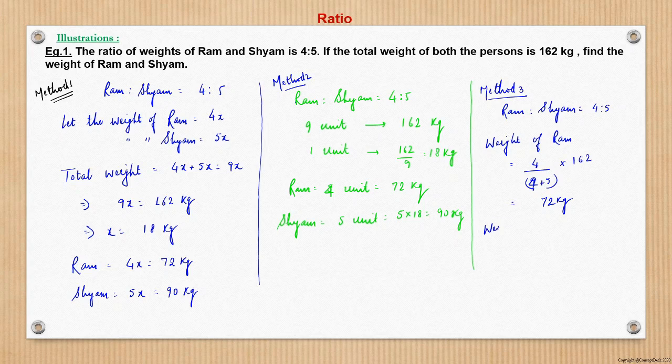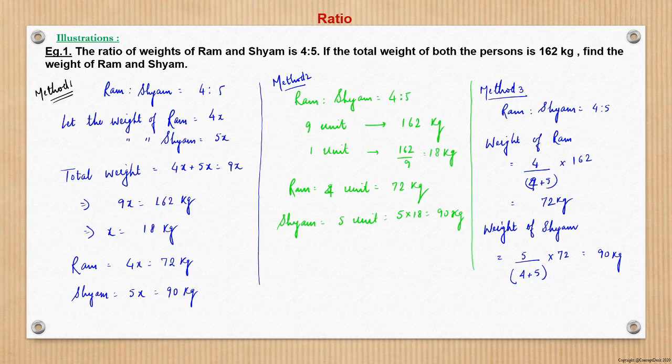And the weight of Shyam will be given by 5 by 9. I'm writing 9 because of 4 plus 5. And this is into 162 again. So 5 by 9, 18, 5 are 90 kg. So this is another way.